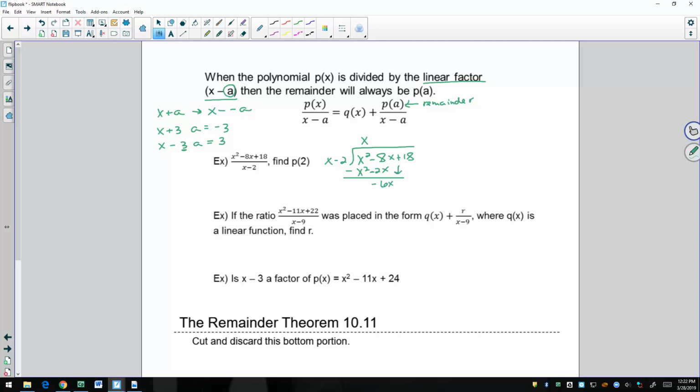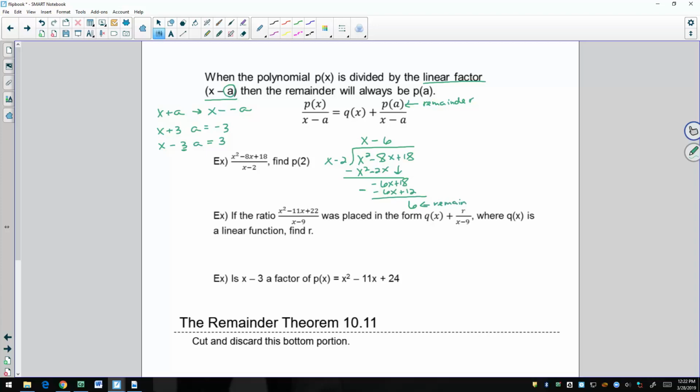Bring down the 18. What do I have to multiply x by to get negative 6x? Well, that would be a negative 6. So negative 6 times x is negative 6x. Negative 6 times negative 2 is positive 12. When I subtract down, be careful because this is a negative 6x minus a negative 6x, so that turns into plus, which is 0. But then 18 minus 12 is 6. So 6 is my remainder.